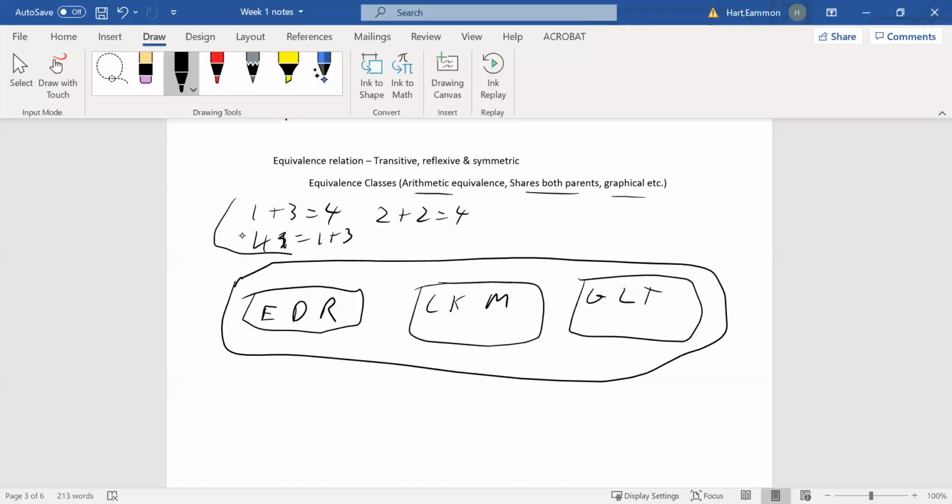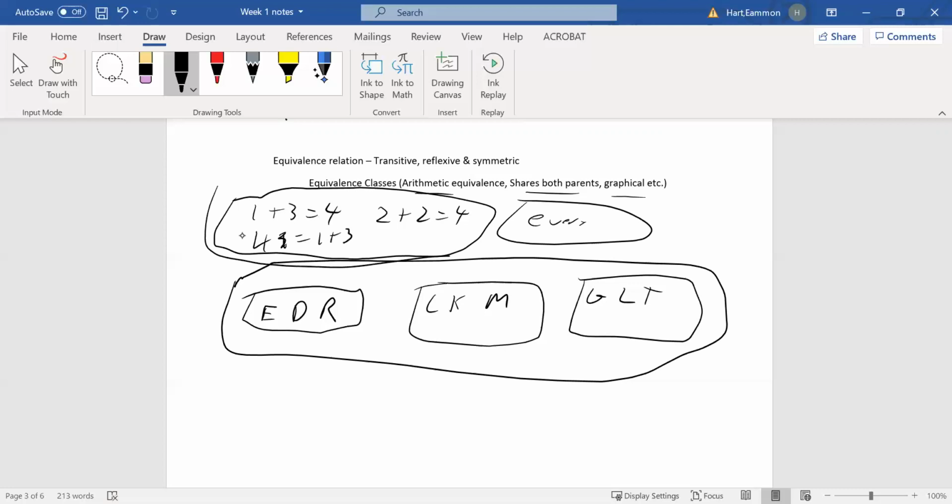Another thing is we can do the equivalence class of everything that adds up to 4, everything that adds up to 5, and everything that adds to 6, etc. So arithmetic equivalence is an equivalence relation that breaks the set down into classes.